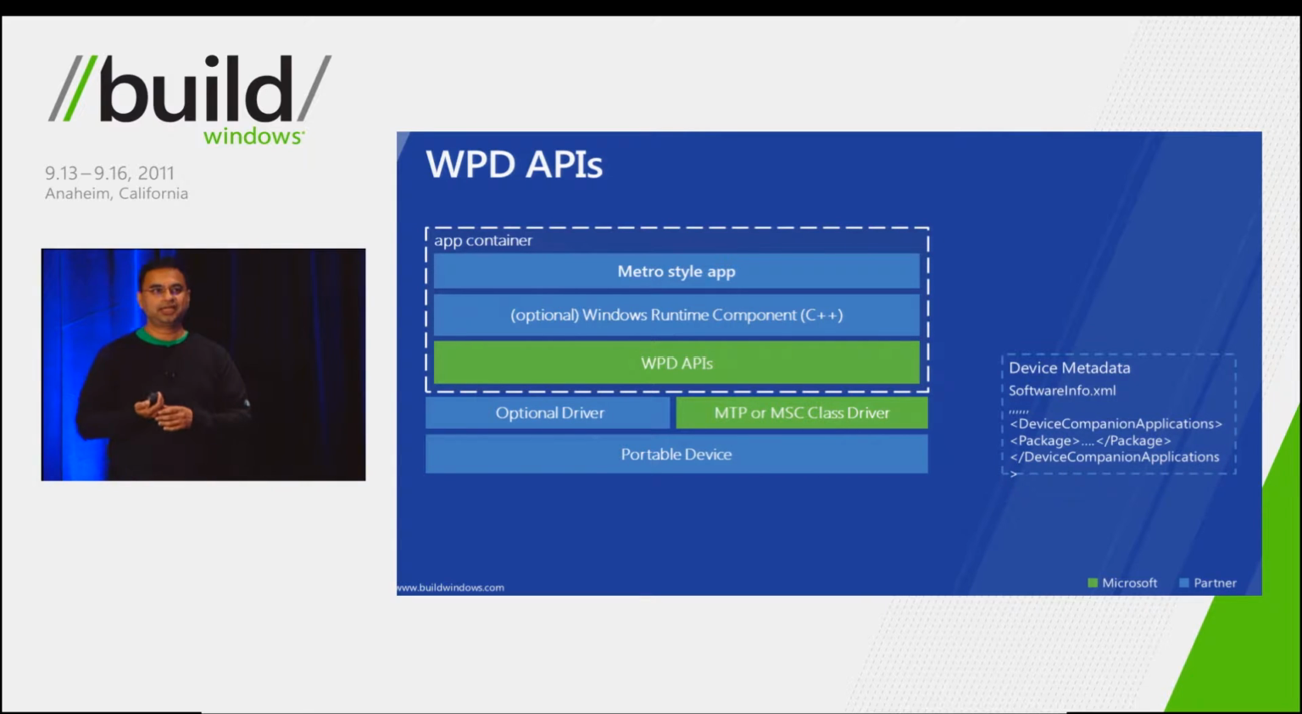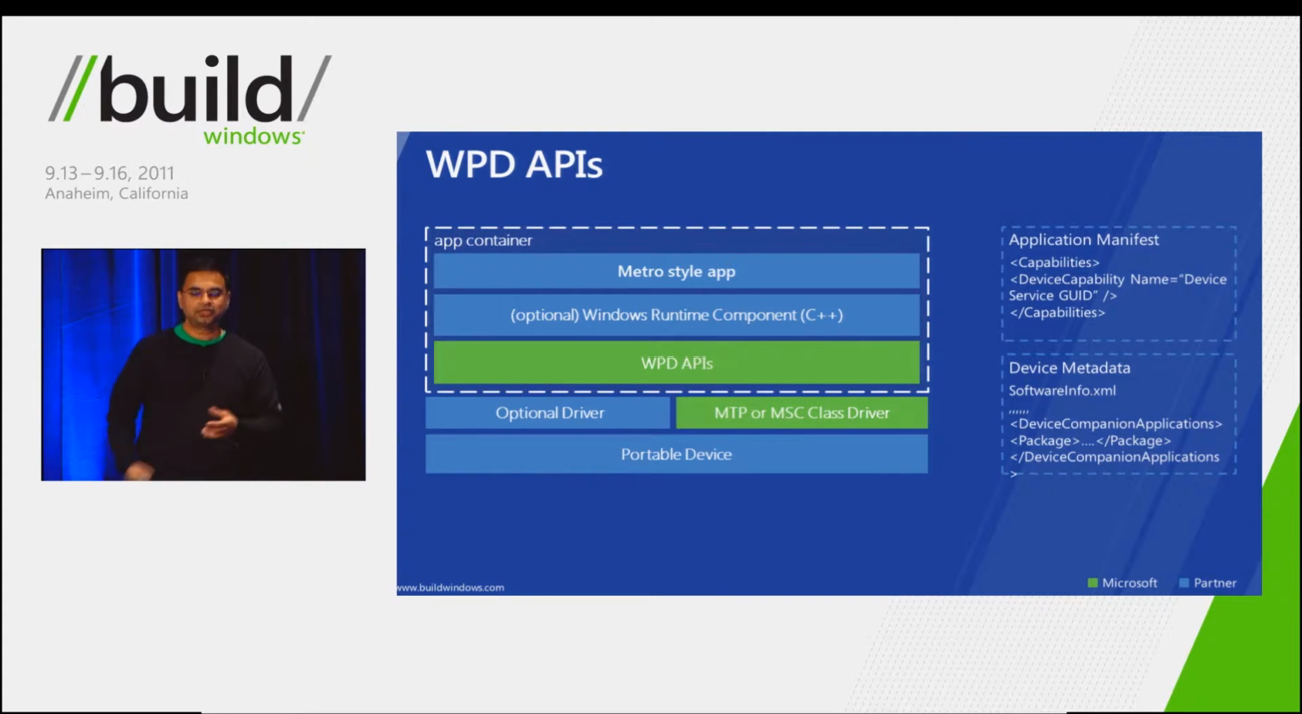However, if you're writing an application using C#, then you might need a hybrid app, an application that contains a C++ DLL that bridges between the WPD APIs and the app itself written in a different language. And there are sessions in the Build conference that show you how to write a hybrid application. And one of our samples also shows that.